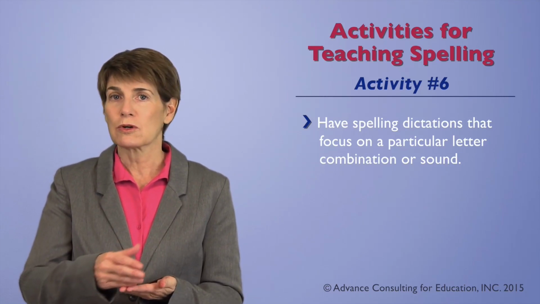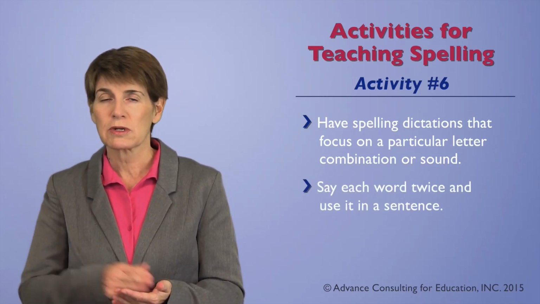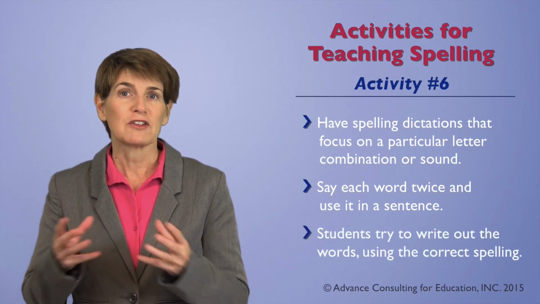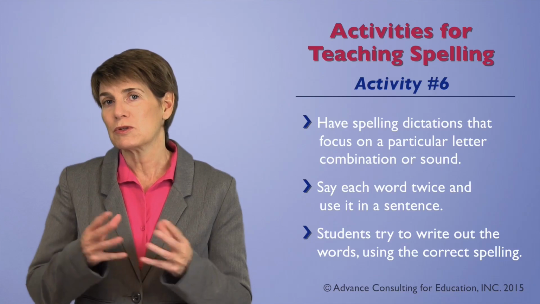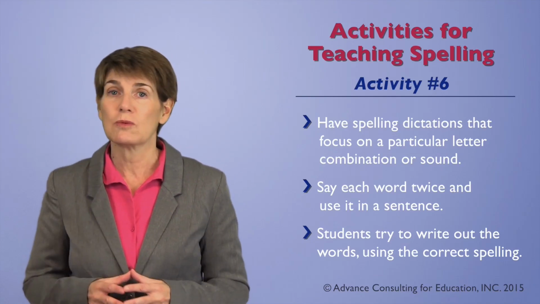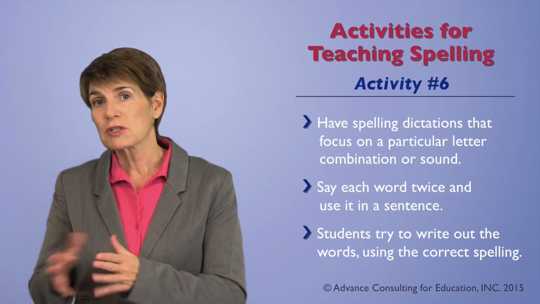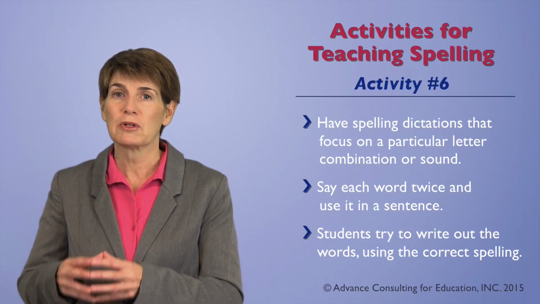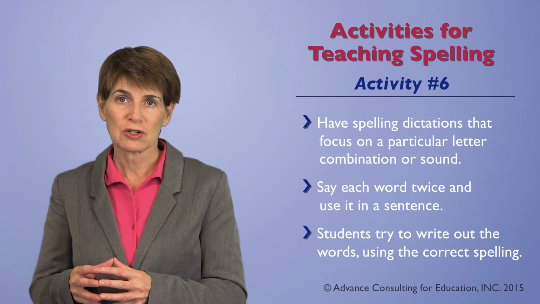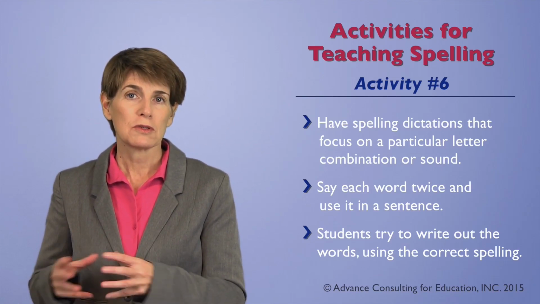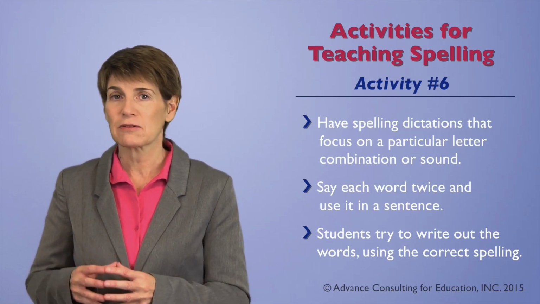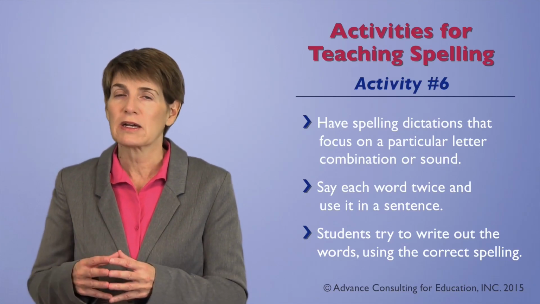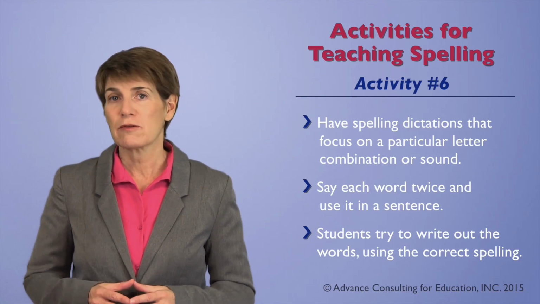And you dictate the words, so say the words twice and then use the word in a sentence, and students write down the word and hopefully correctly spell it, and all of the words you say, for example, would be GHT words. You can take the opposite approach and you can focus on a sound. So you can have, for example, an "a" spelling dictation. So all of the words that you use in the dictation have the "a" sound in them. And students then have to correctly spell these words and correctly come up with the letter combinations that represent the "a" sound.